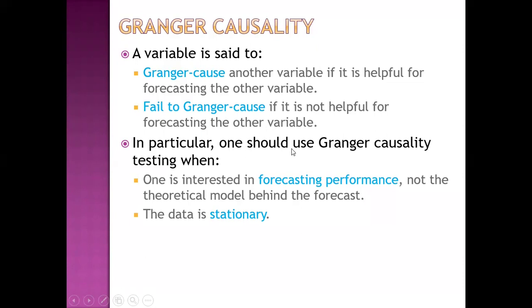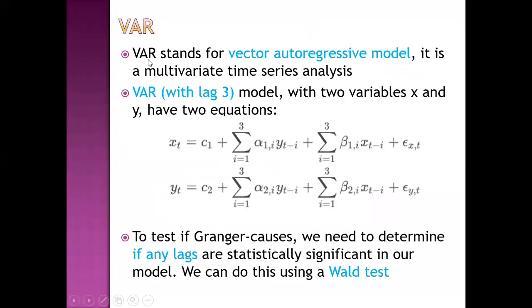In particular, one should use Granger causality testing when one is interested in forecasting performance and not the theoretical model behind the forecast, and when the data is stationary. VAR stands for Vector Autoregressive Model. It is a multivariate time series analysis.